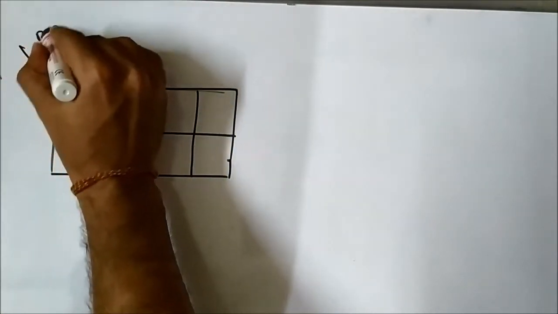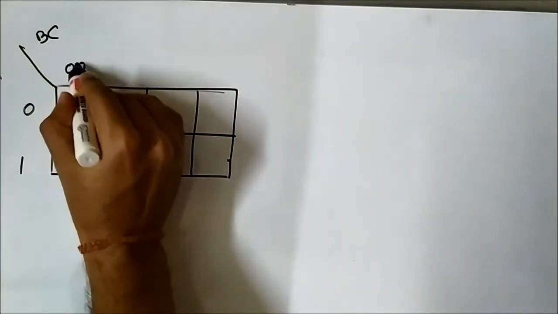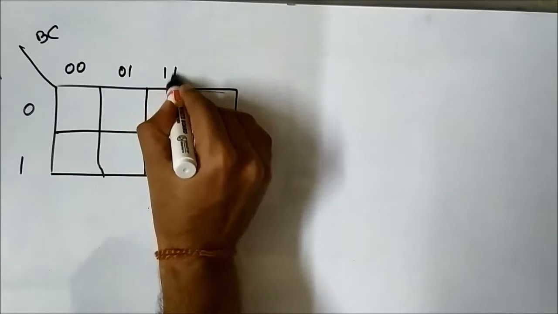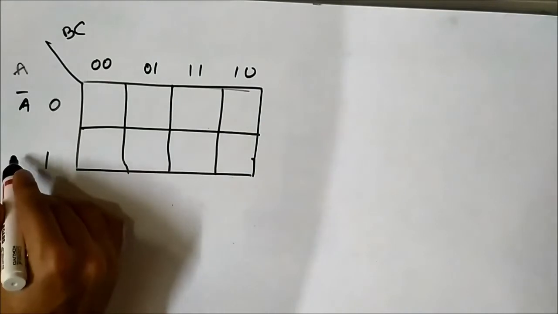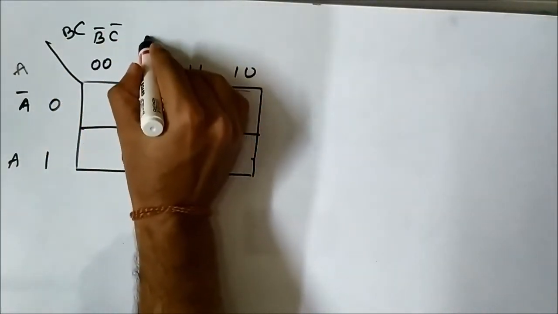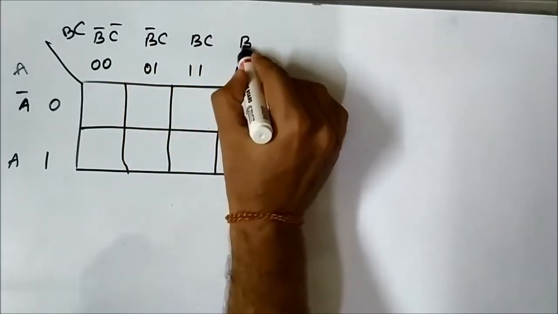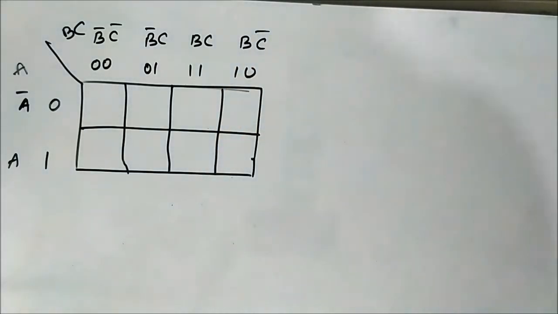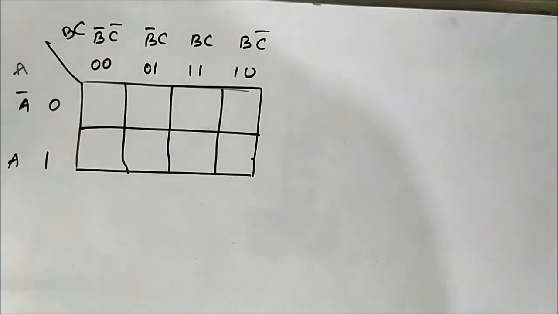This is, let's say, a 3 variable K map. 0 1 0 0 0 1 1 1 1 0. This is A bar, this is A, this is B bar C bar, B bar C, B C, B C bar. First we'll look at the 3 variable K map and then we'll go for 4 variable K map.